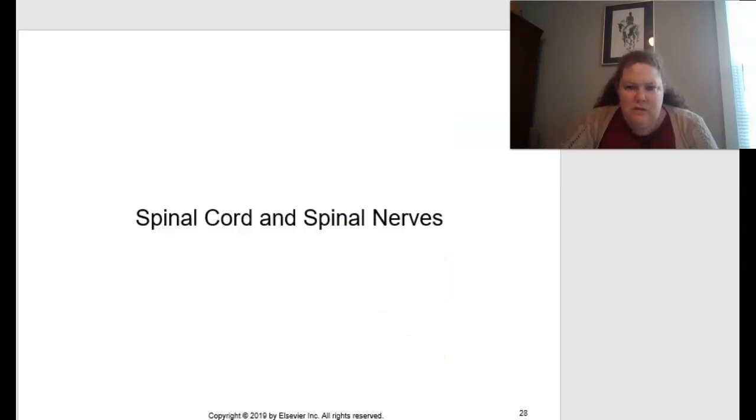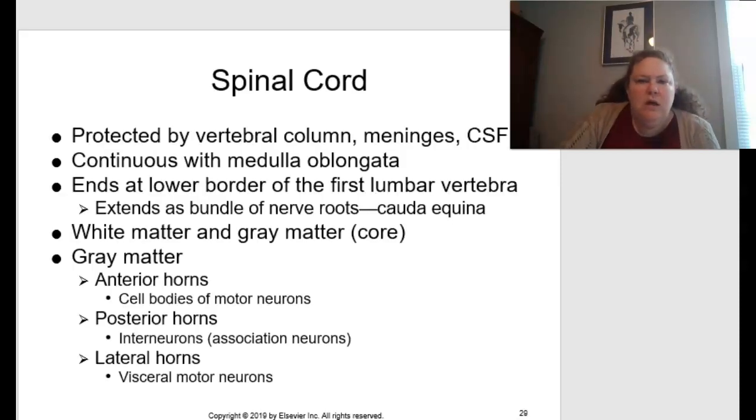So what about the spinal cord and spinal nerves? Your spinal cord starts on page 331 and your spinal nerves start on page 333. So what is your spinal cord? Well, it is protected by the vertebral column, also your meninges, and your CSF, that's cerebrospinal fluid. And this is continuous with the medulla oblongata. It ends at the lower border of the first lumbar vertebra, and it's going to extend as a bundle of nerve roots, and these are called your cauda equina.